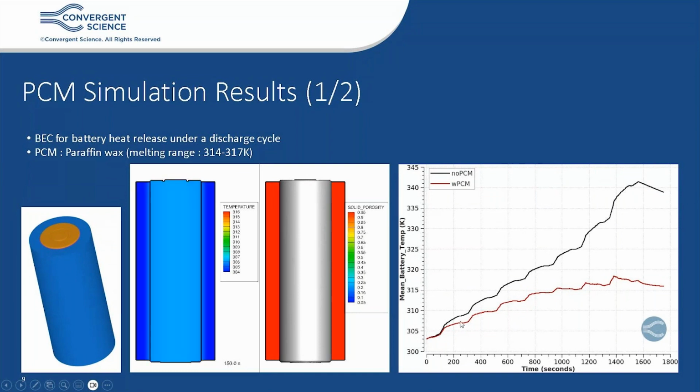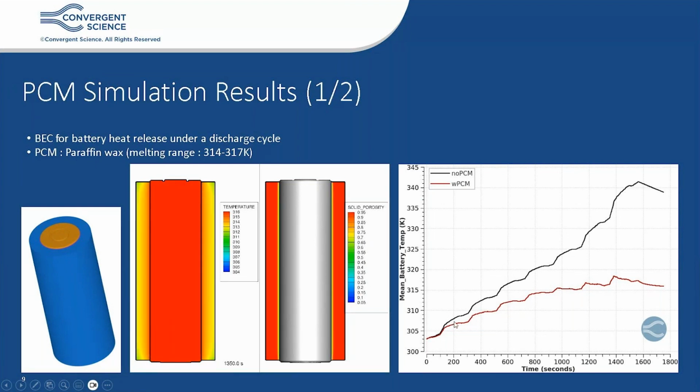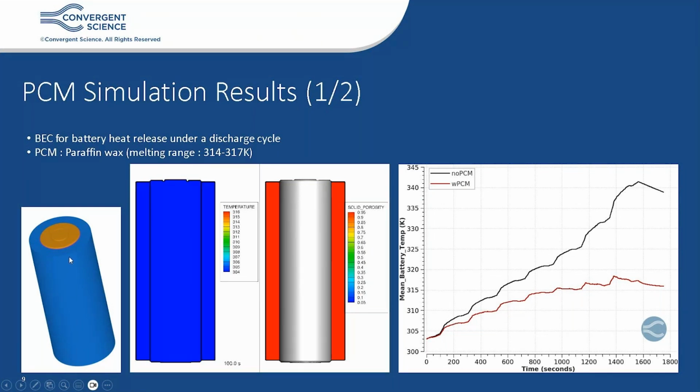Now, you might notice that the temperatures with and without phase change material deviate right away. So it's not an apples to apples comparison because of the extra thermal mass due to the phase change material.